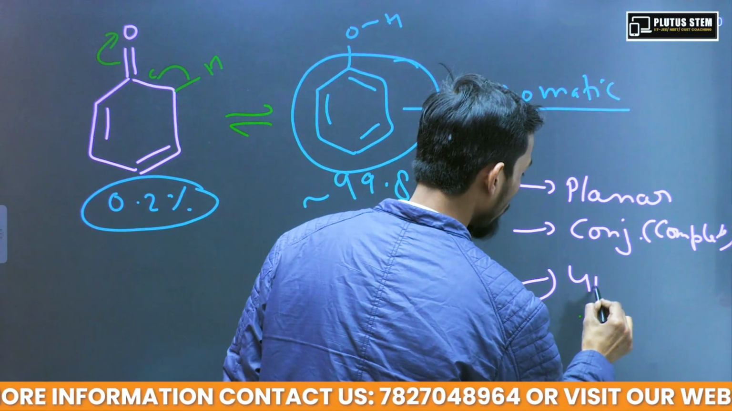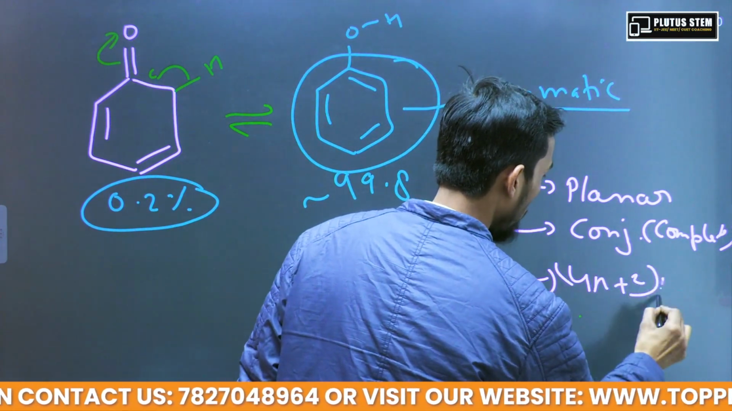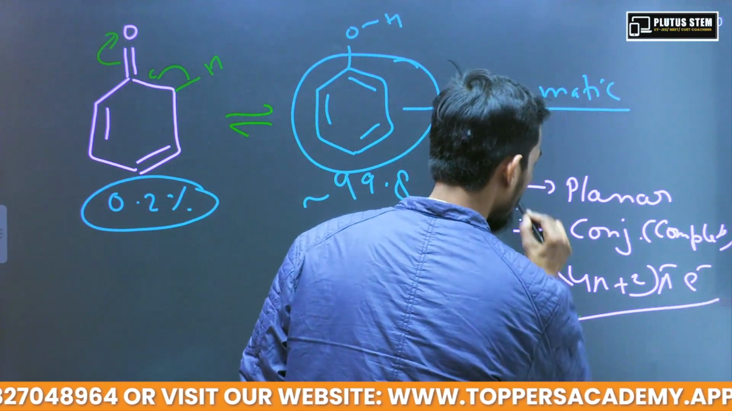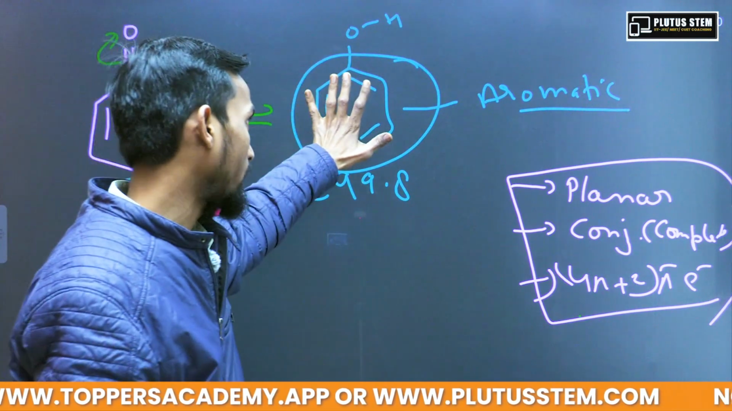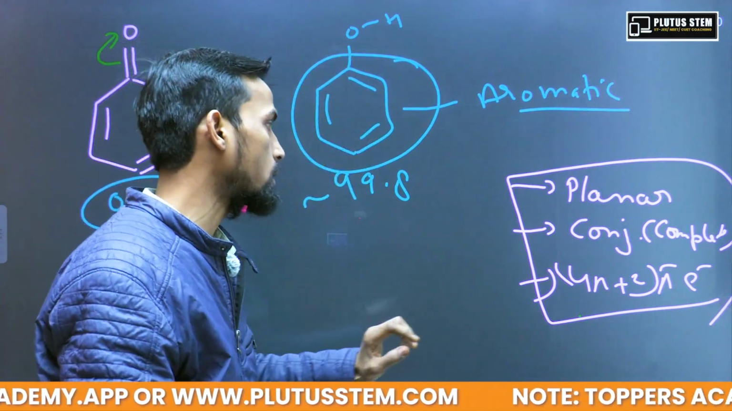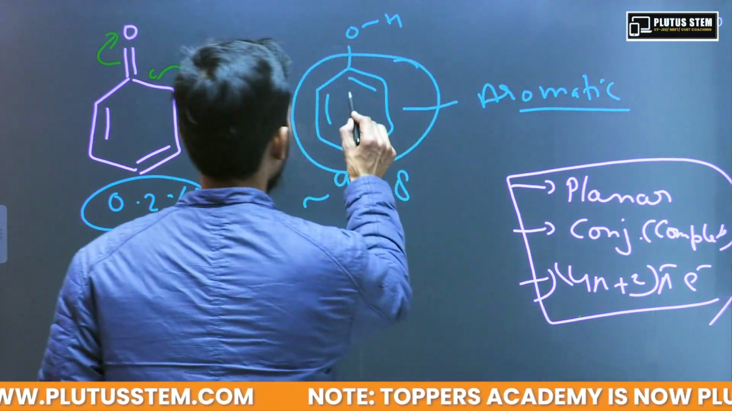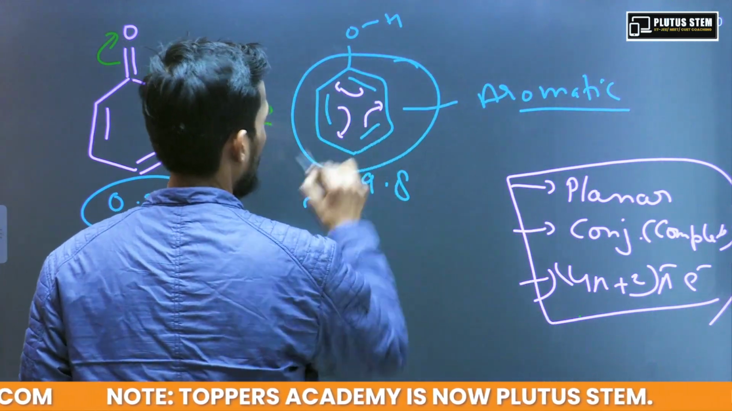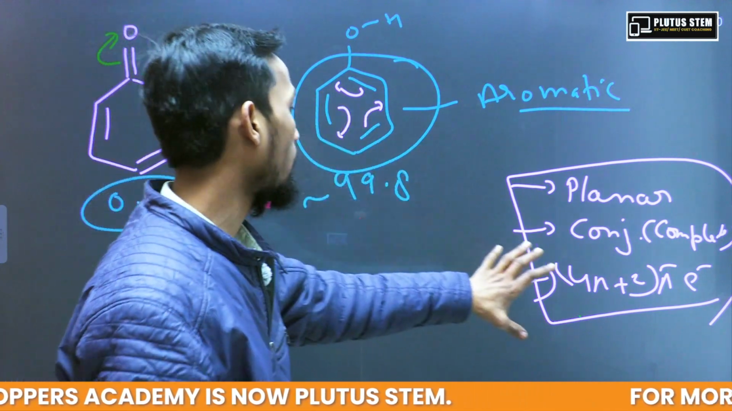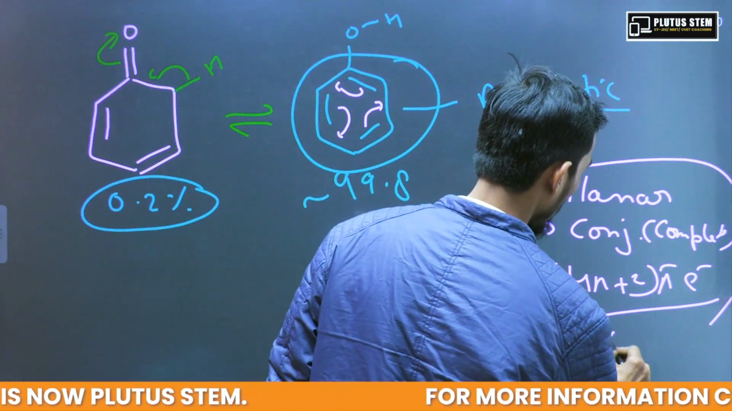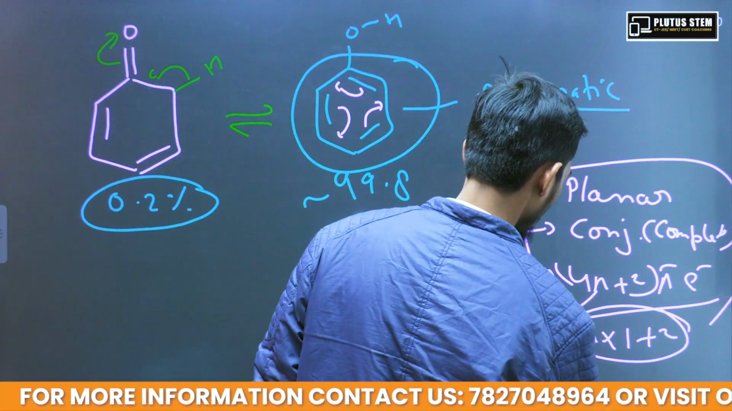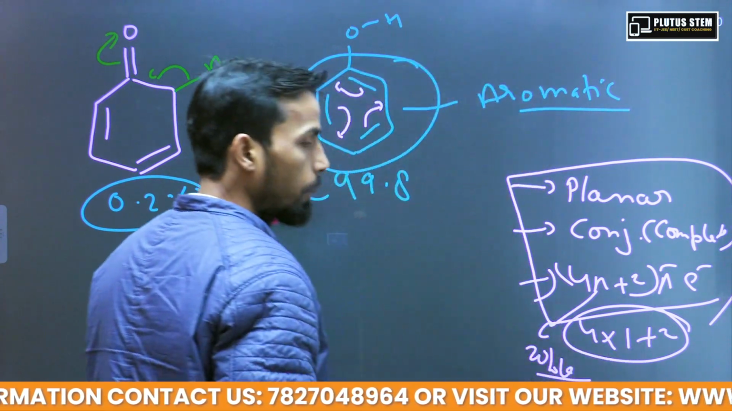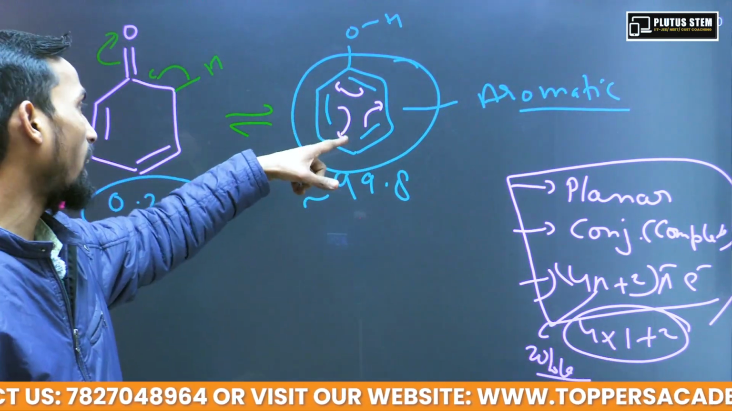And they must follow the 4n plus 2 pi electron rule. So this compound is planar, all atoms are sp2 hybridized, and complete conjugation is there. They are following the 4n plus 2 pi rule, where n is a whole number. For n equals 1, 4 plus 2 is 6, so there are 6 pi electrons.